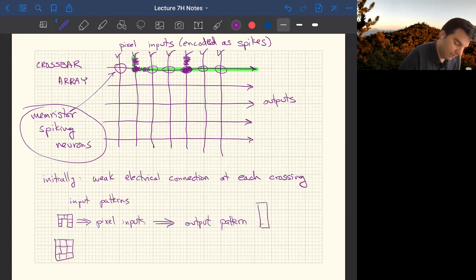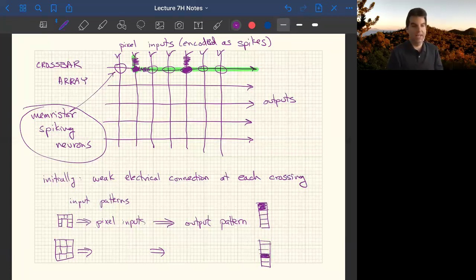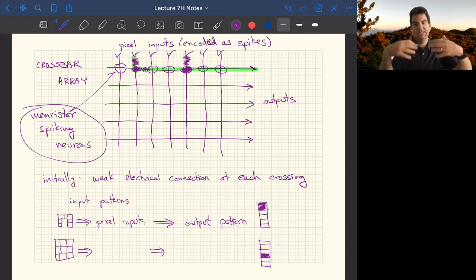which might be, for example, the top bit will be high. And then we might get a different output pattern for a different pattern. And so persistent, consistent patterns on the input end up reconfiguring resistances at each one of these junctions so that you get consistent patterns on the output. And this happens in a totally unsupervised way.